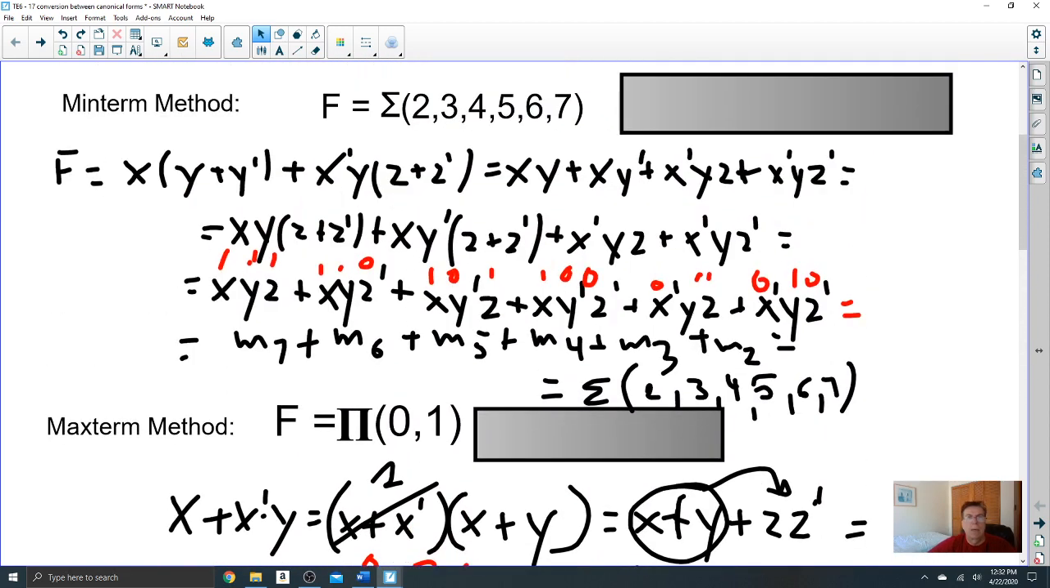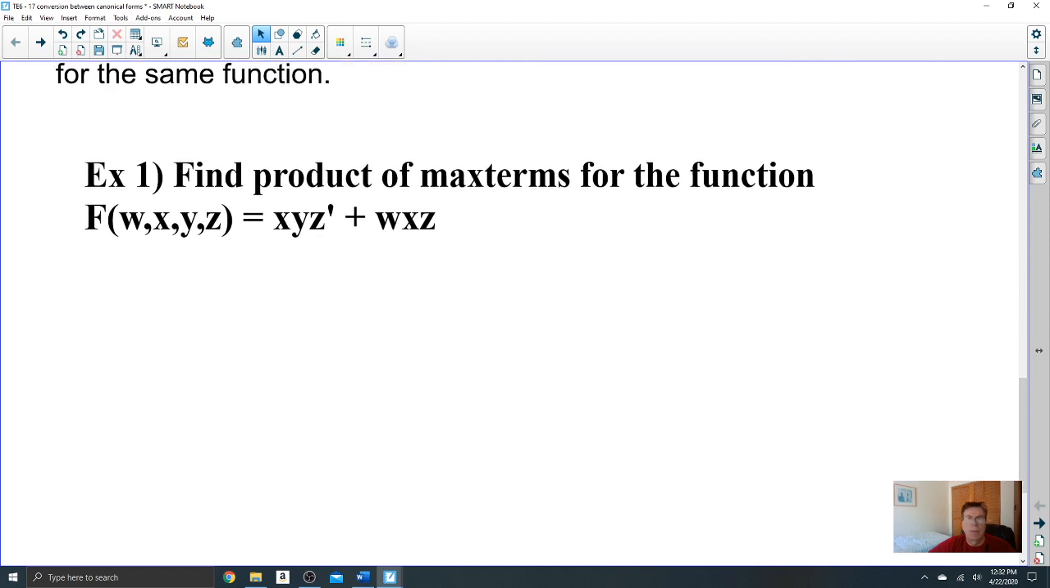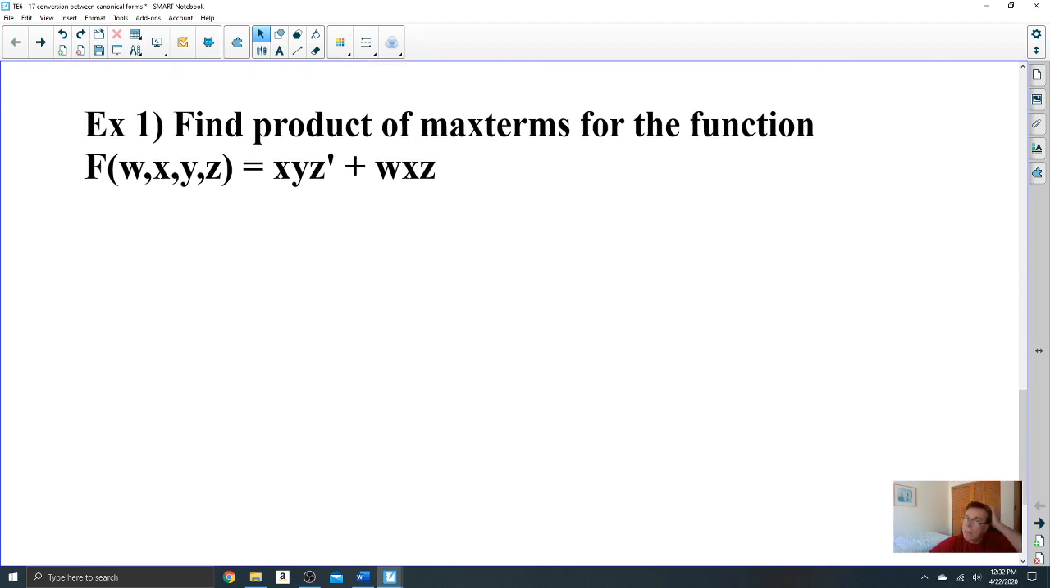We saw it here. The function is expressing sum of minterms and product of maxterms. This is very important. We're going to use this later in the lecture. All right, let's look at this. Find product of maxterms for the following function.